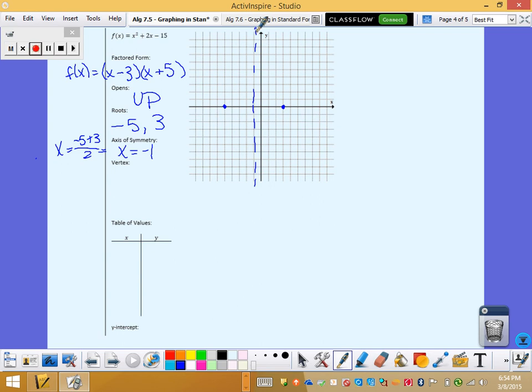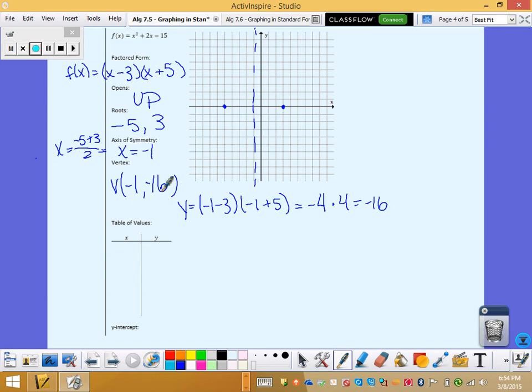Okay, vertex point. We know the x-coordinate is going to be negative 1. What is my y-coordinate going to be? Well, when I plug in negative 1 to the equation, I'm going to get a large negative number. Let's see, negative 1 minus 3 times negative 1 plus 5. This equals negative 4 times 4, which is negative 16. Plug that value into my vertex point.